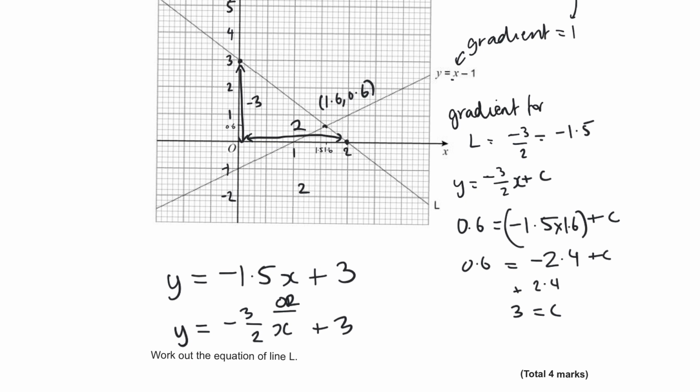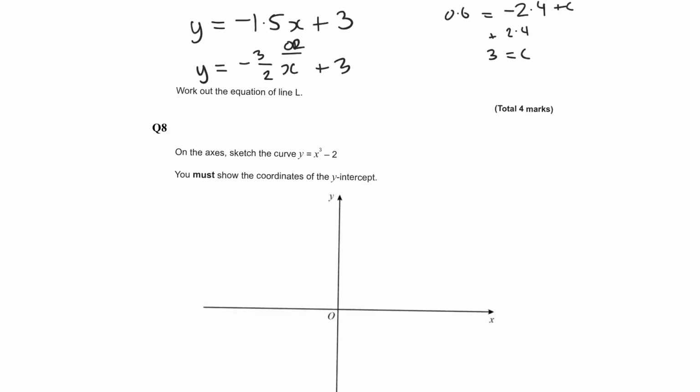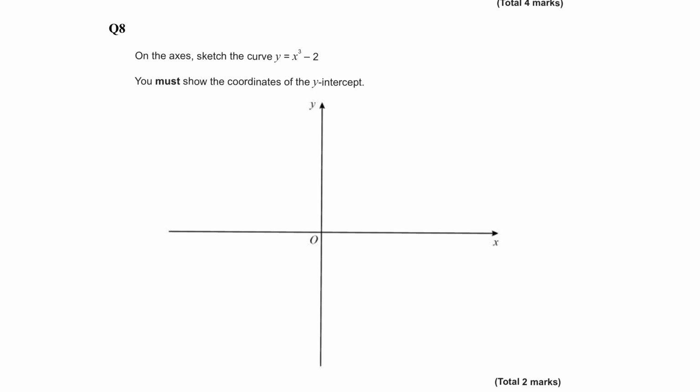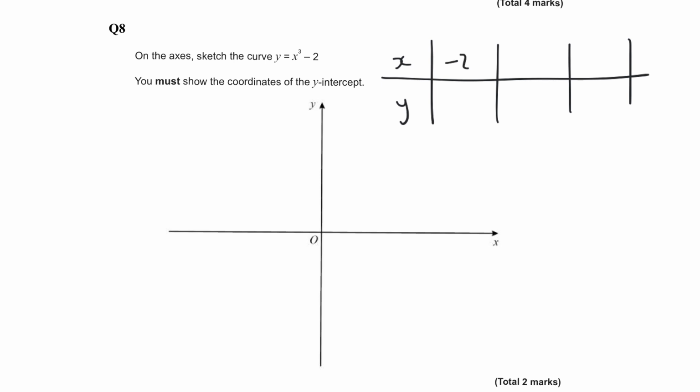Okay, so moving on to question 8. So question 8 says 8, not H. Question 8 says it wants us to sketch the curve y equals x cubed minus 2. So then it says that you must show the coordinates. So again, I'm just going to quickly draw a table of values. So x and y for when x is minus 2 and minus 1, 0, 1, and 2. So I'm going to substitute these x values into the equation to work out the y's.